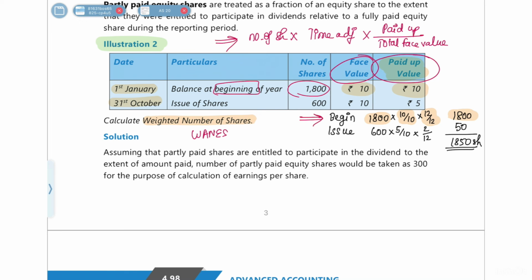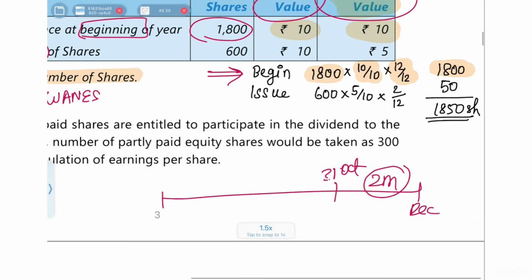Okay, on 31st October, what happened? You issued some shares. If you see, after 31st October, how many months are left for the year end? Only 2 months are left in hand. So this will be your time weight. So 600 shares into 2 by 12.